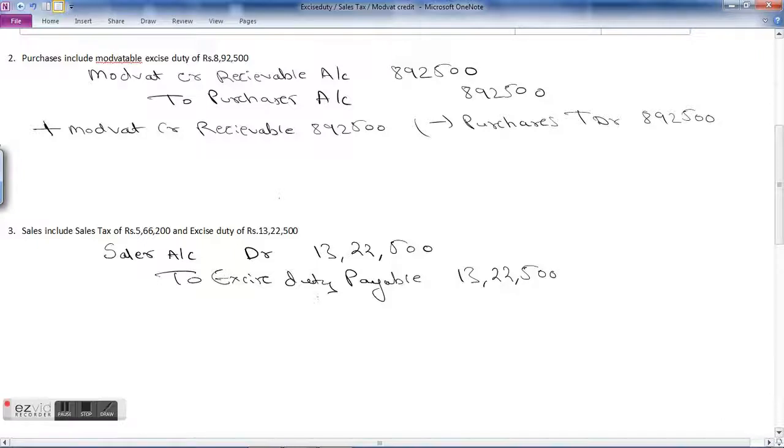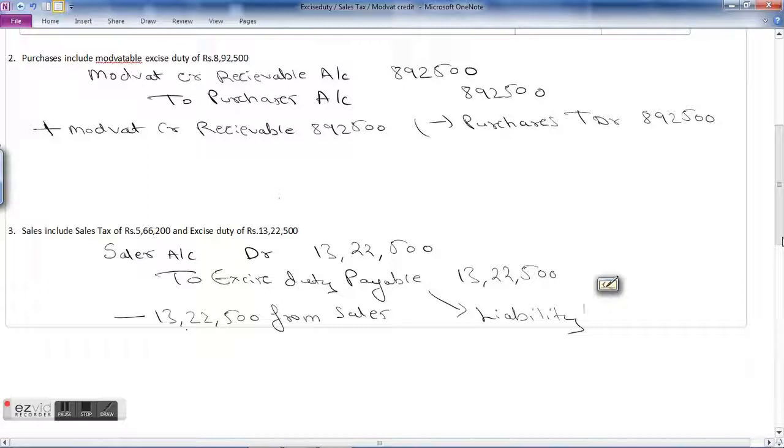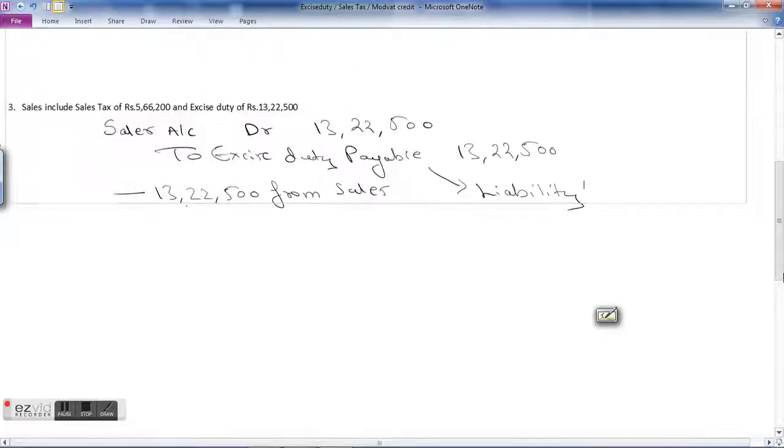Okay, so this excise duty, what the impact of this will be, you have to reduce 13,22,500 from sales, and this excise duty payable will be your liability. Okay, now all excise accounts, that is duty payable plus MODVAT credit, will take it together. Okay, now what is the net impact of all this, we'll see.